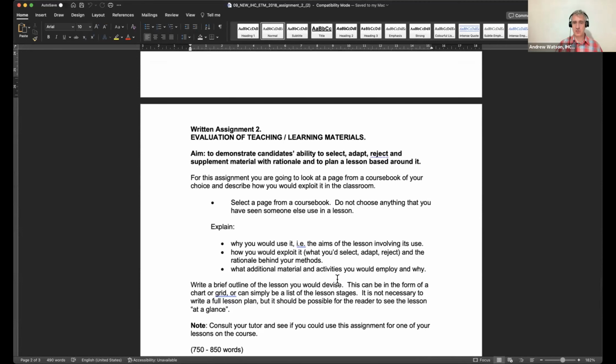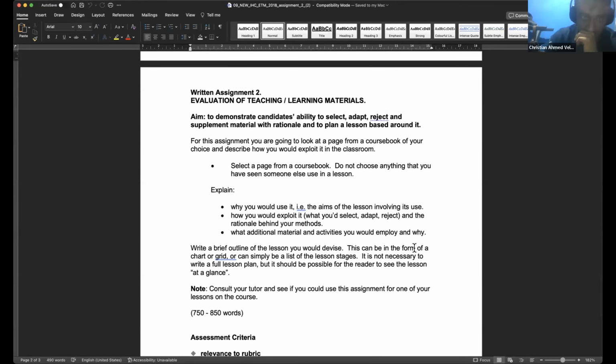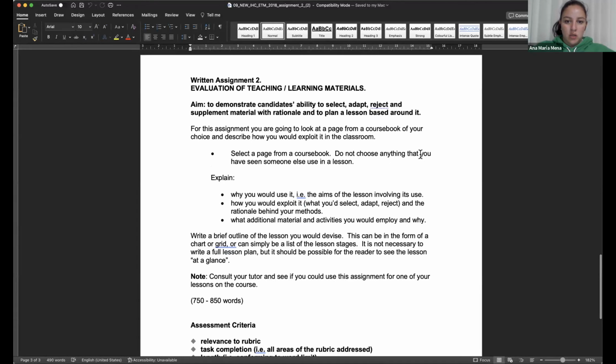So, written assignment 2, evaluation of teaching materials. Christian, could you read the aim for us? Aim: to demonstrate candidates' ability to select, adapt, reject, and supplement material with rationale, and to plan a lesson based around it. Right, so Anna Maria, could you read the next part? Yeah, for this assignment, you are going to look at a page from a course book of your choice and describe how you could exploit it in the classroom.